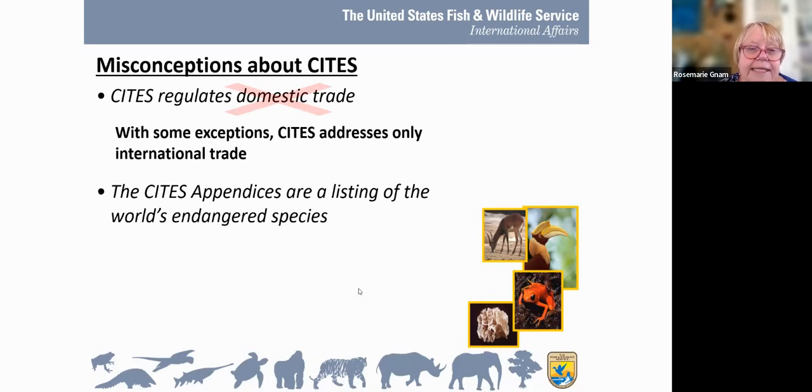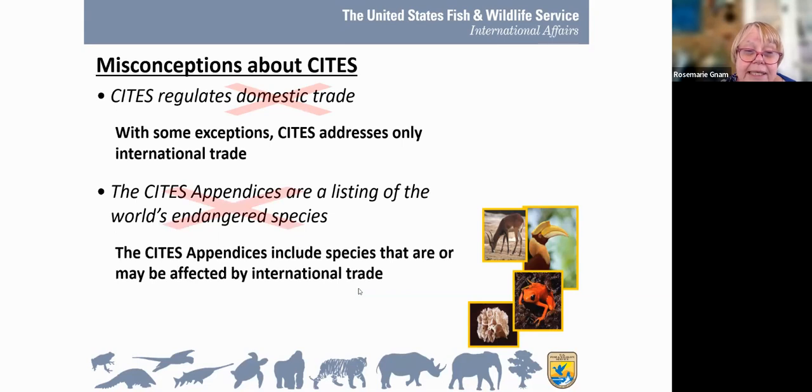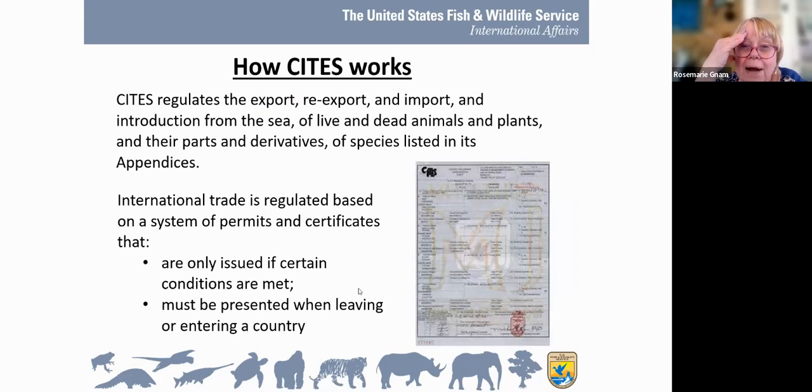The other CITES appendices, this is one that the public has a misconception about, or some of the non-government organizations. The CITES appendices are a listing of the world's endangered species. No, basically they only include species in its appendices that are or may be affected by international trade. Essentially, CITES was created to address the trade in international wildlife. So it is not a mere copy of the IUCN Red List.